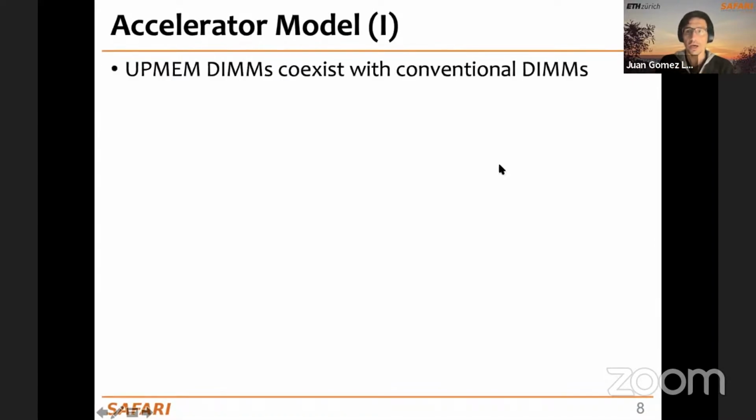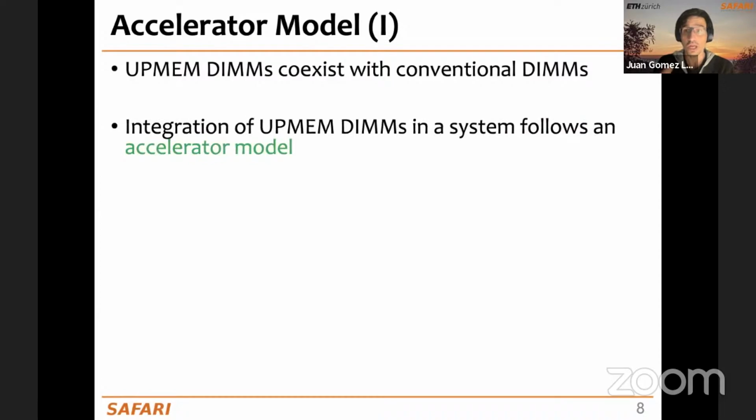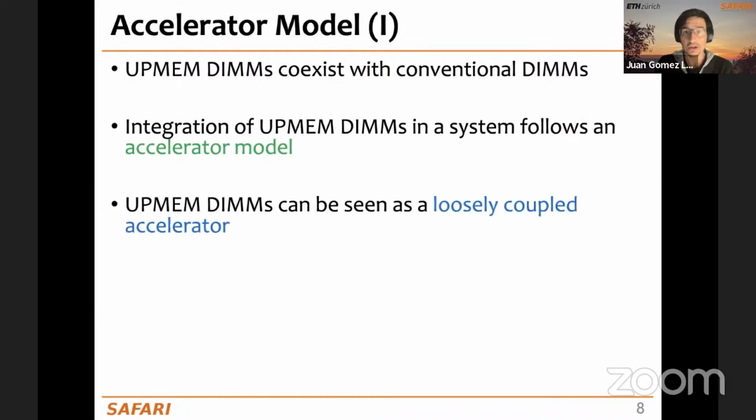You may remember, and that's also something we have briefly seen in the previous slides, that the UPMEM DIMMs coexist with conventional DIMMs. These conventional DIMMs represent the main memory of the central processor, and the integration of the UPMEM DIMMs in the system follows an accelerator model.